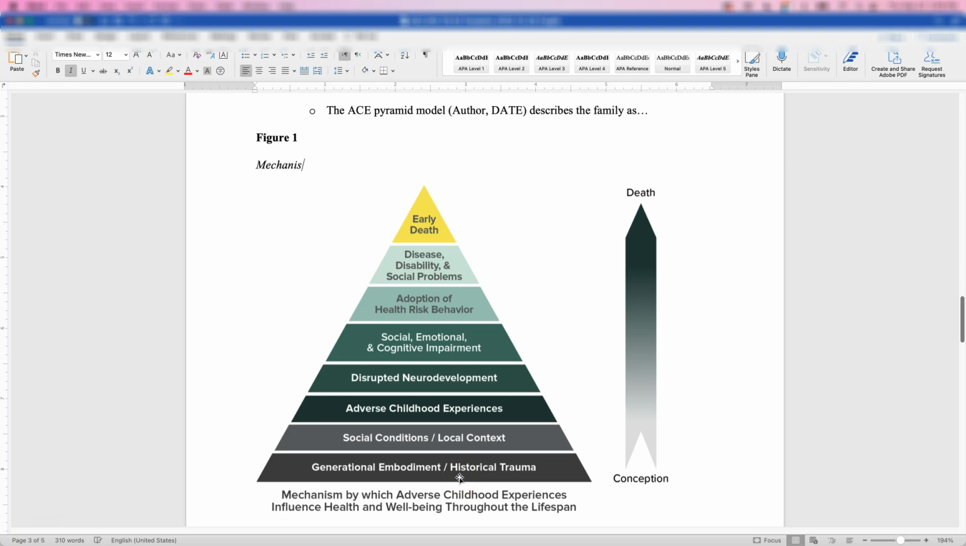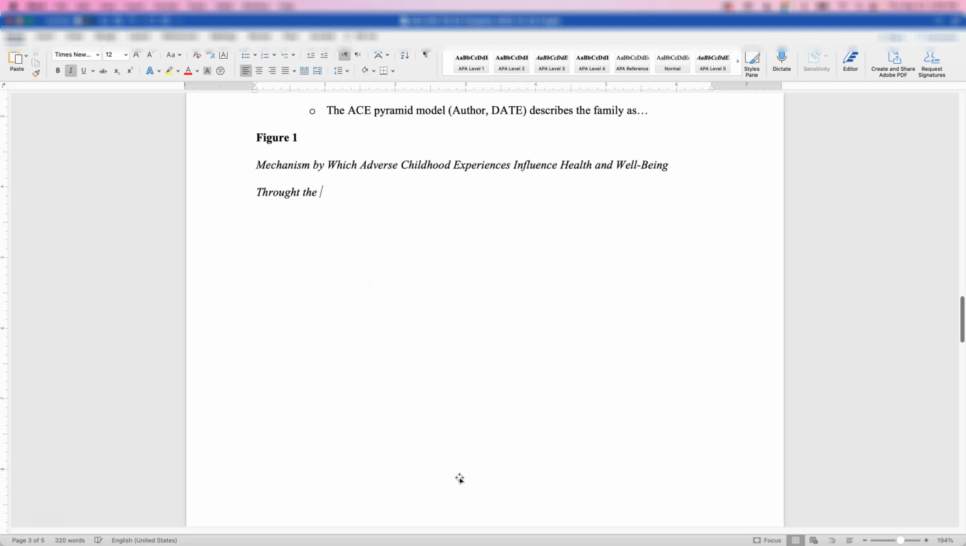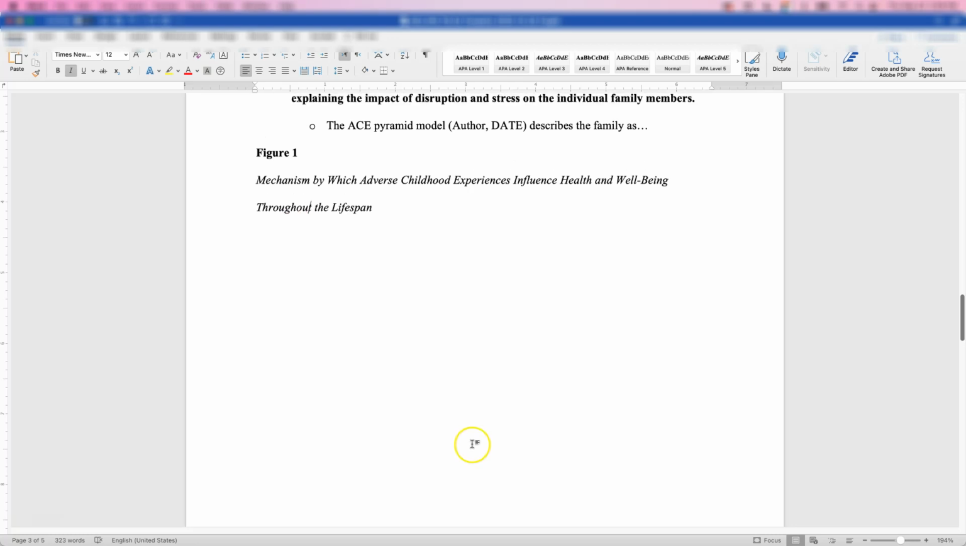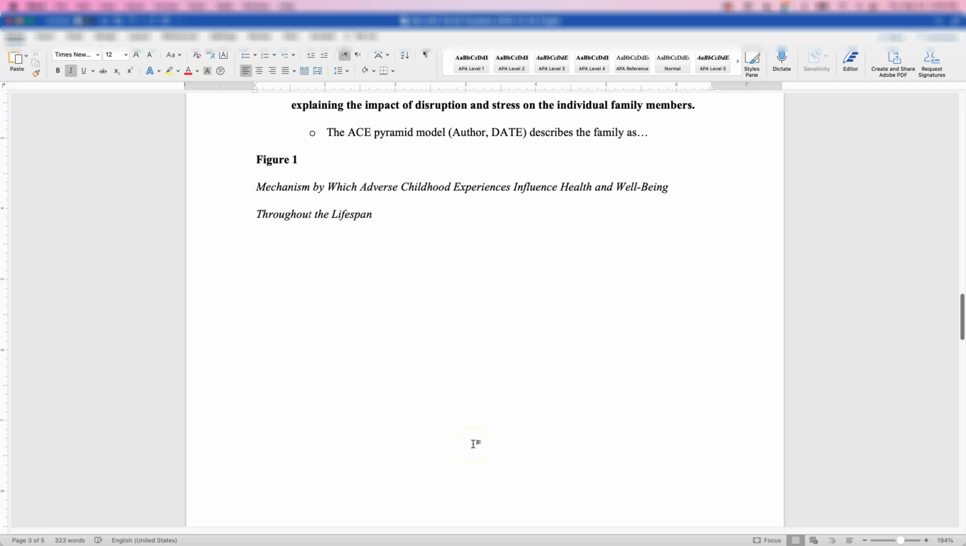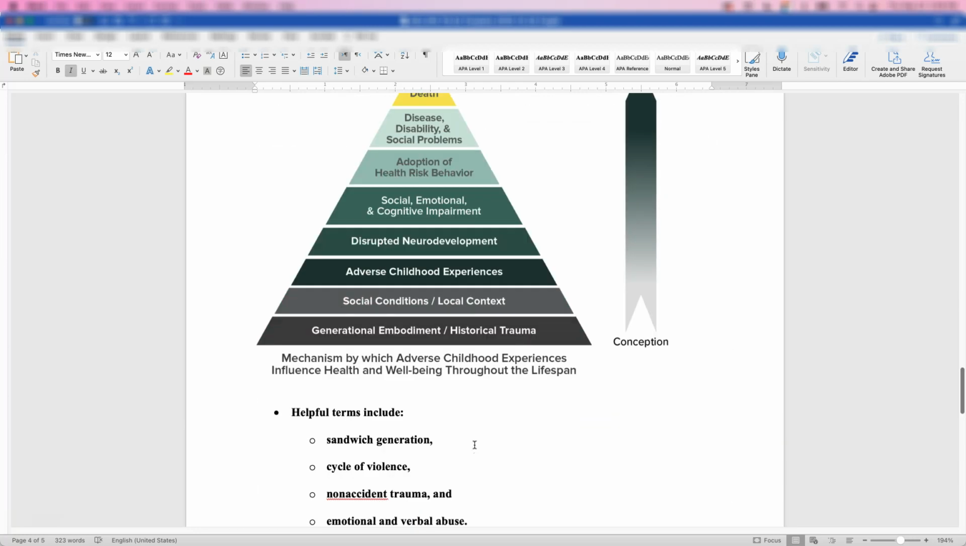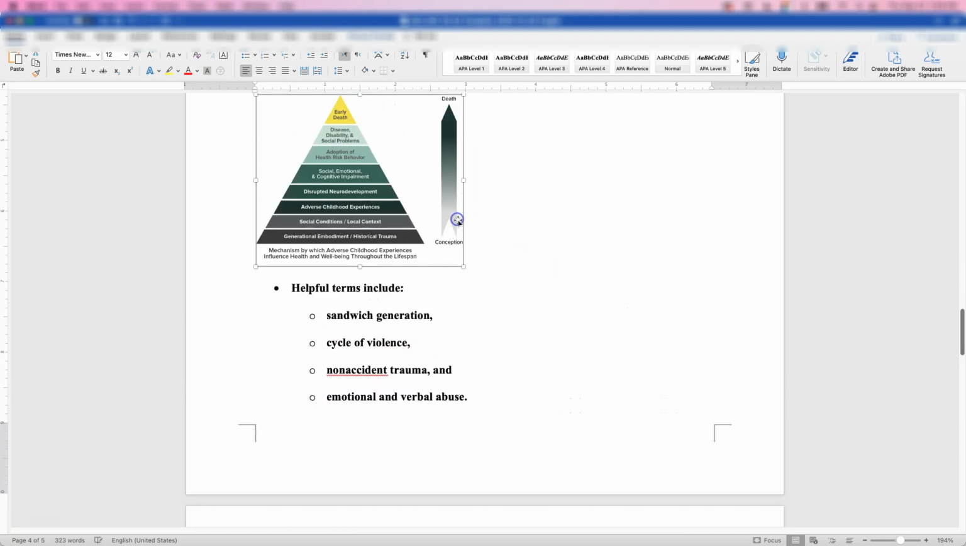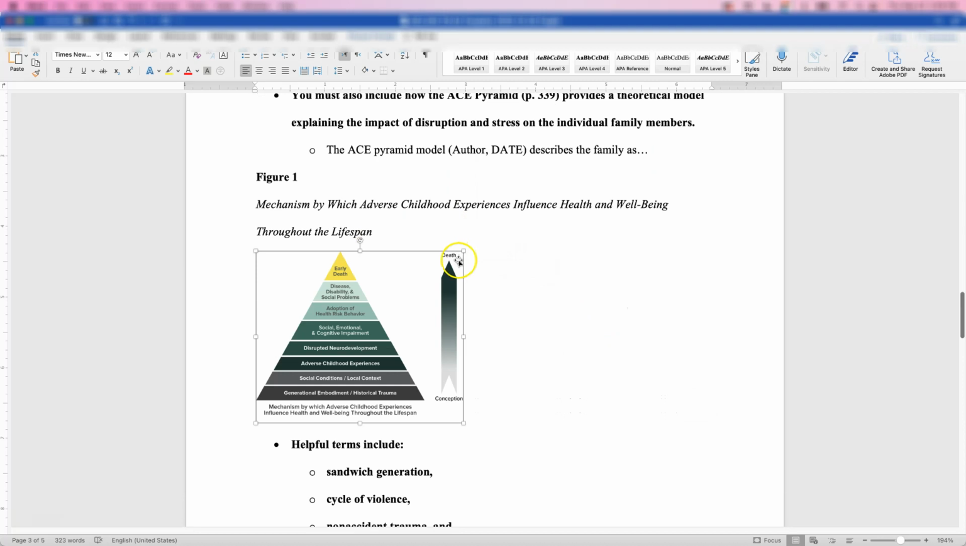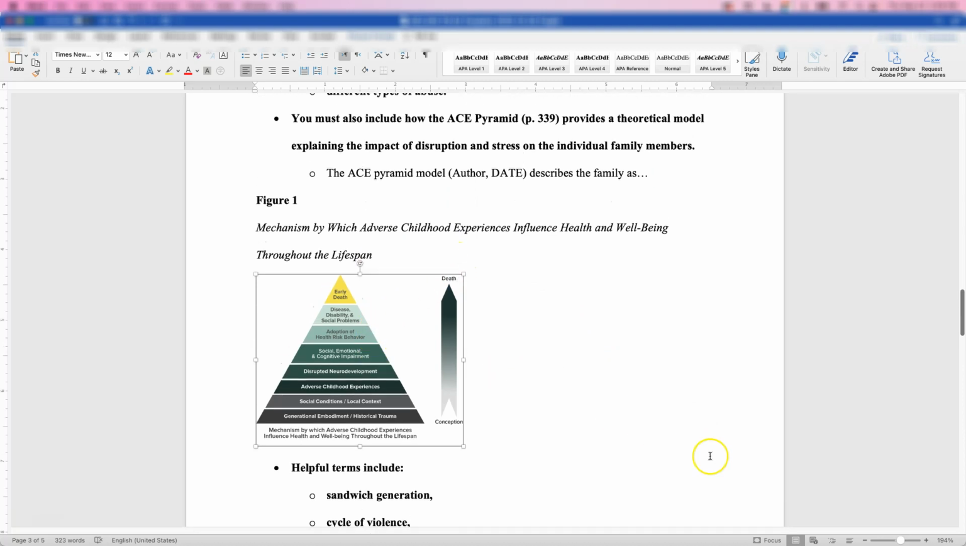So, mechanism by which adverse childhood experiences influence health and well-being throughout the lifespan. Now, something you might notice is that we have here some slightly different capitalization. And I'm going to go ahead and resize this, both because we don't really need this to be half a page in height to be readable, and also because it helps us see what we're talking about here.